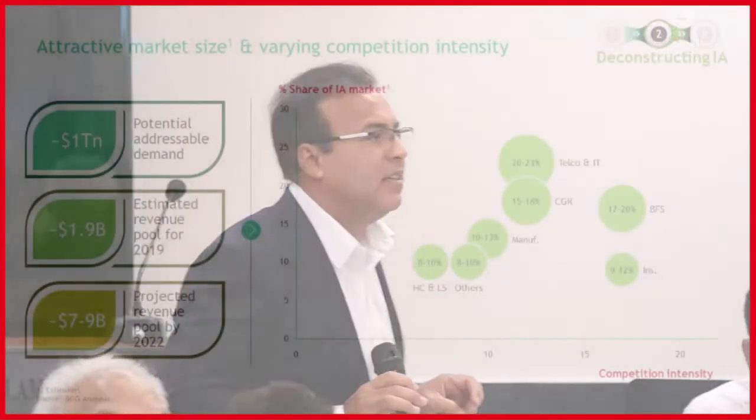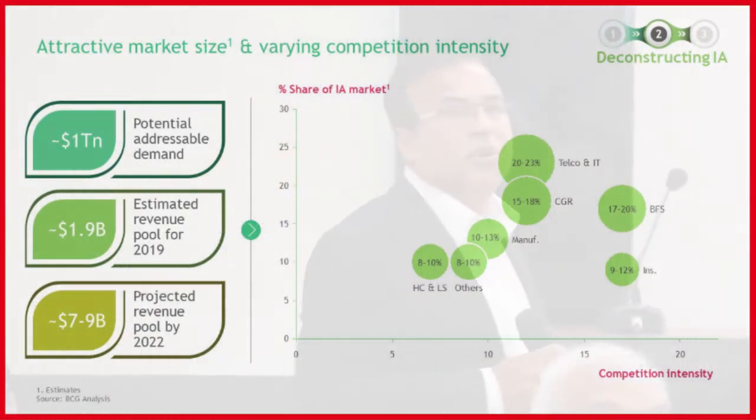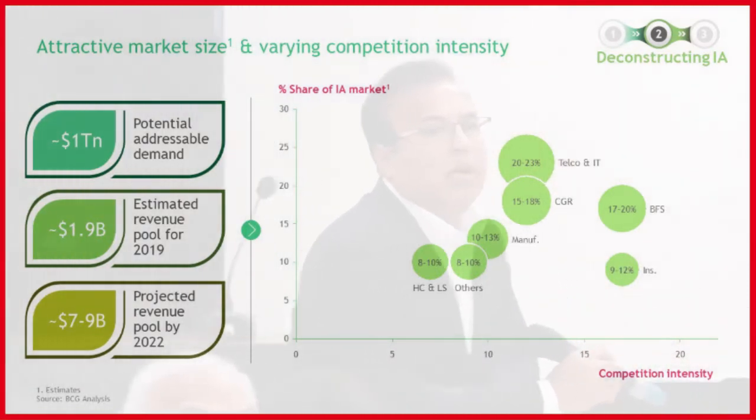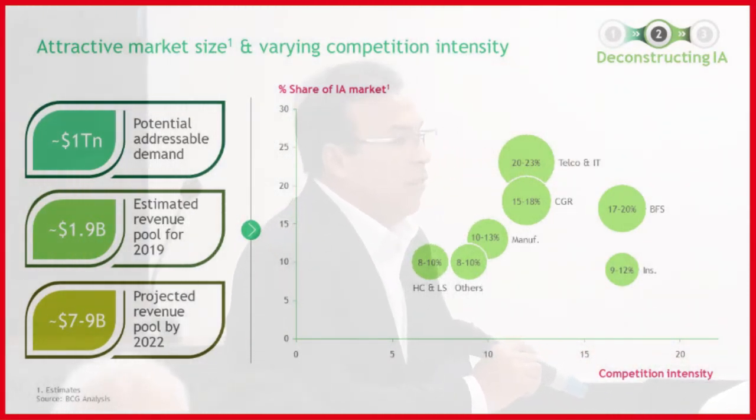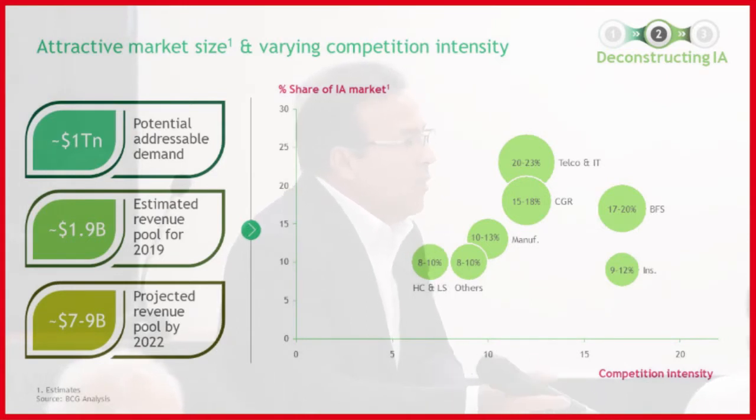Second, if I deconstruct it, let's see it from the attractive market size. The market size I am talking about is basically the emerging, estimated market size. There is an estimate of almost $1 trillion potential addressable demand for IA. $1 trillion. India's GDP is close to $2.5 trillion, and US GDP is close to almost $16 trillion. So using AI, the potential is close to the GDP of India. So $1 trillion is the potential impact.